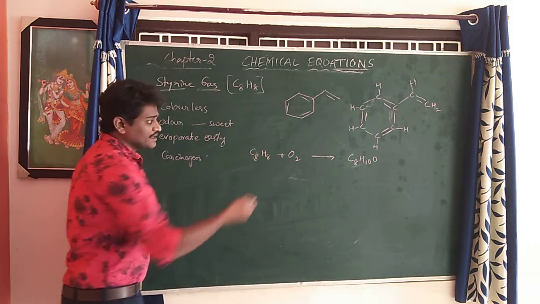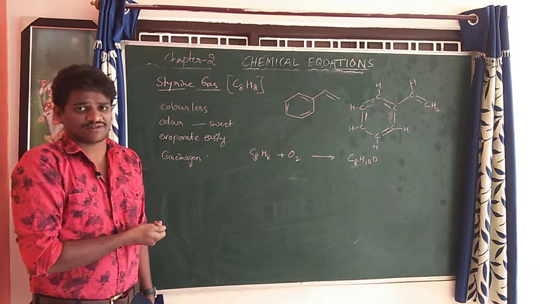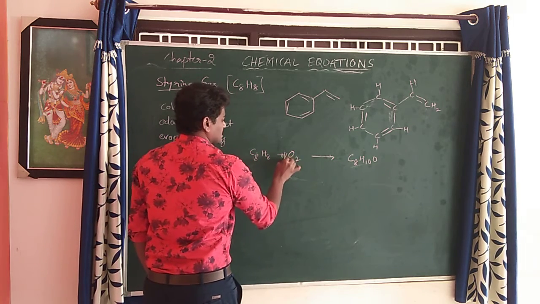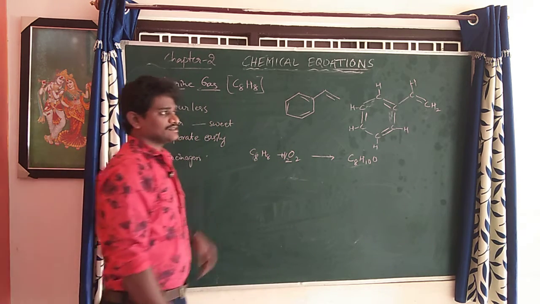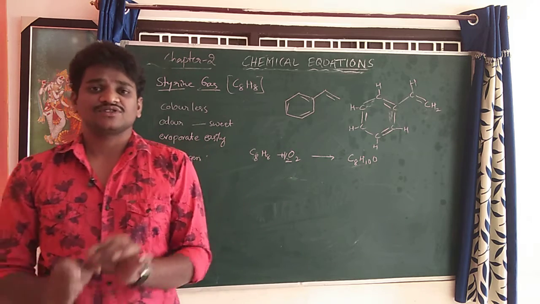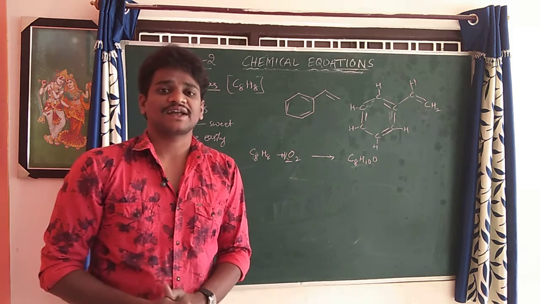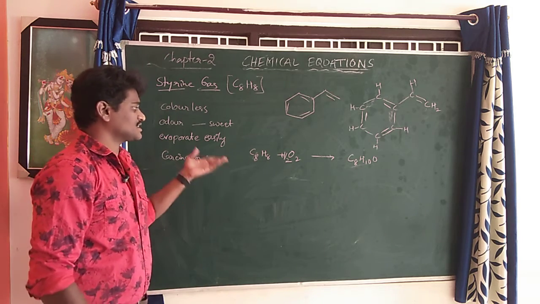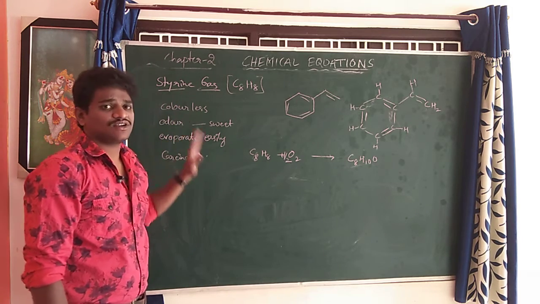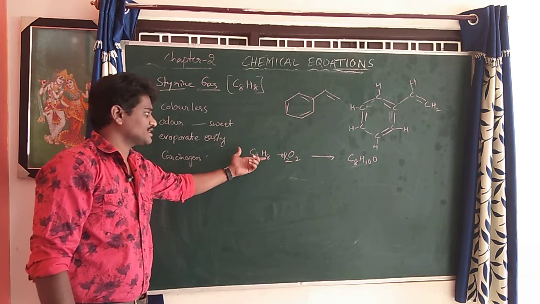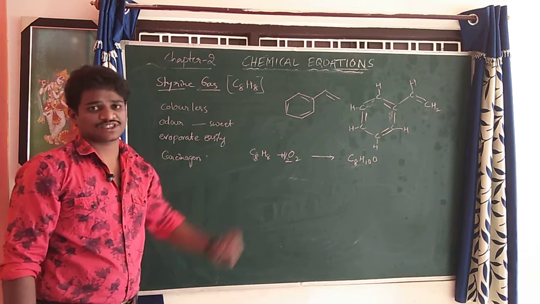So how can we balance the equation? Here one oxygen is there, so here you have to take half. Why? Because it is a chain-like structure. Mainly styrene is used in the preparation of rubber and plastic. So in the plastic industries and rubber industries, these polymers are used. So in this way, half O2 will react with this styrene and form the product.